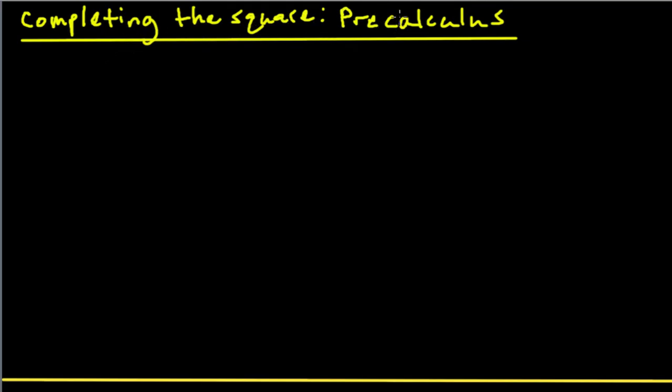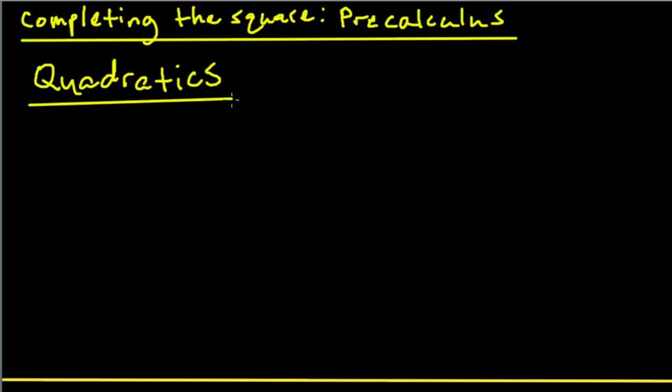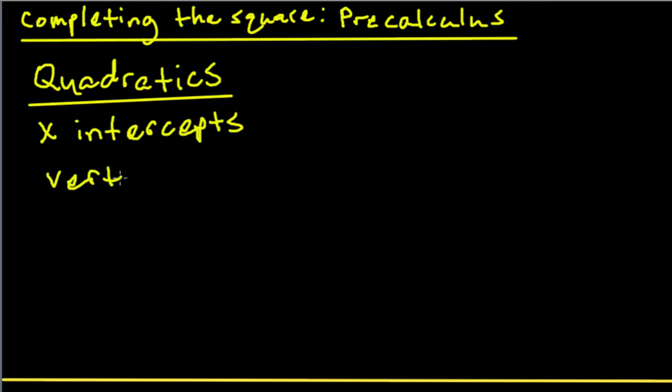Completing the square, as seen in Precalculus, is important when working with quadratics. We can do two things by completing the square. We can find the x-intercepts and the vertex of the parabola, all by completing the square.